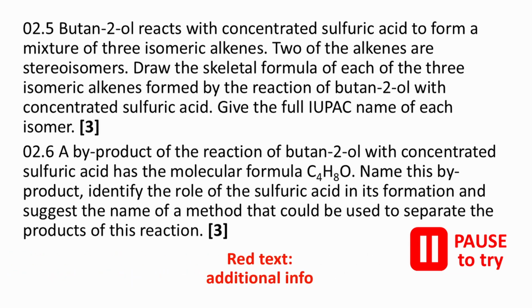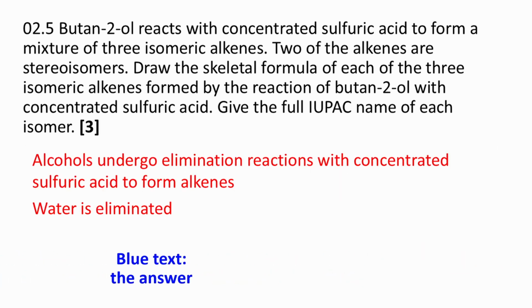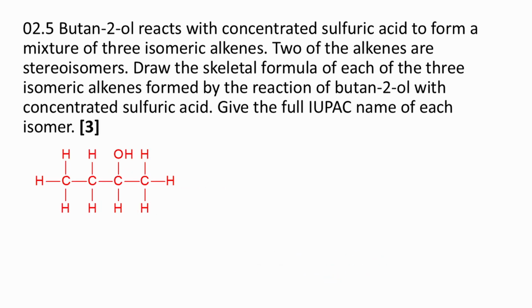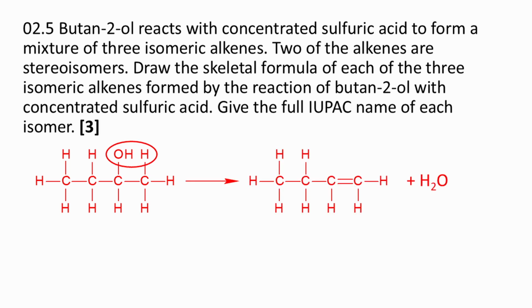Let's get started. Alcohols undergo elimination reactions with concentrated sulfuric acid to form alkenes. Water is eliminated. If we draw the reactant molecule out, we can get a better idea of where the water can be eliminated from. A carbon-carbon double bond can form in position 1. We can see that there are 4 consecutive carbon atoms in the alkene product. The name of this product is but-1-ene.